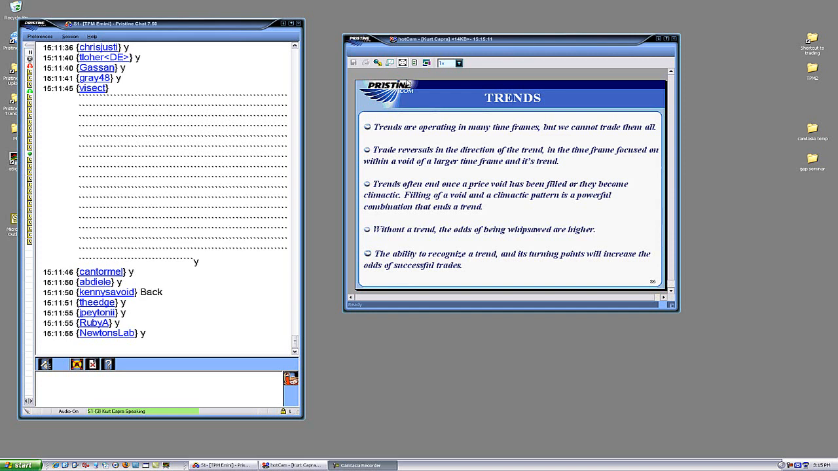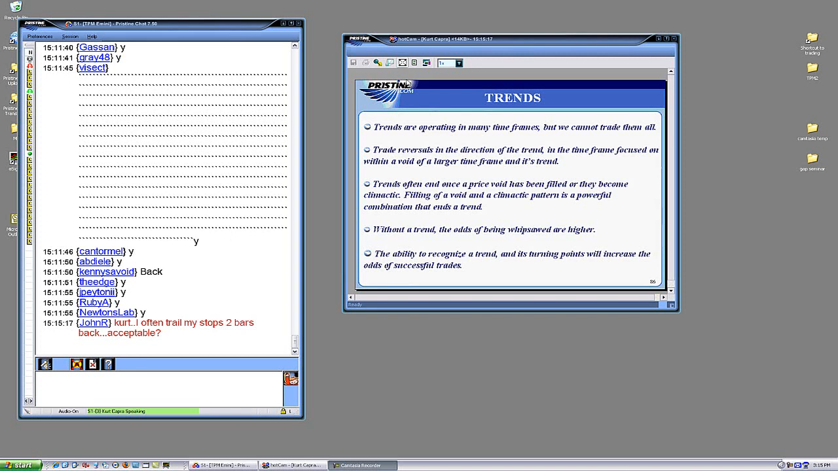Without a trend, the odds of being whipsawed are much, much greater. In other words, if the trend is sideways, don't try and trade it. No one's in control of the market at that time.